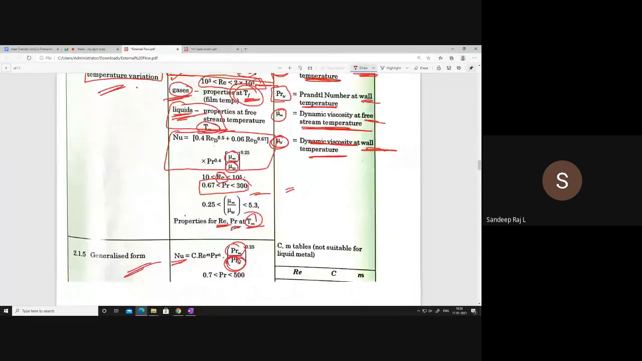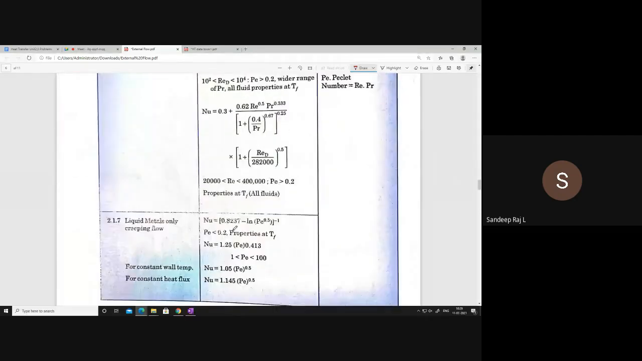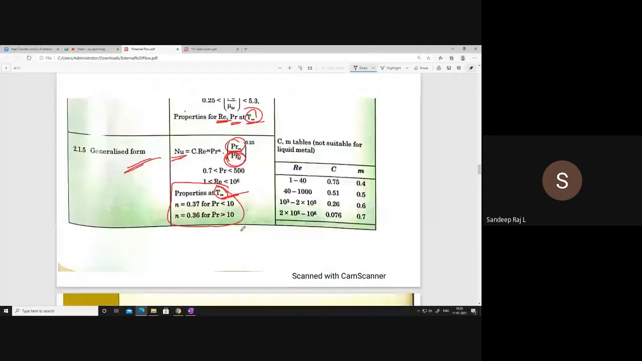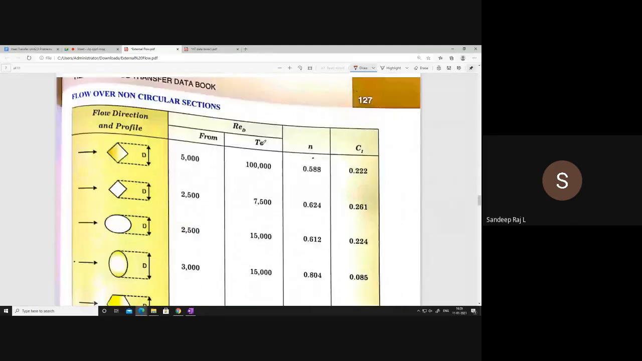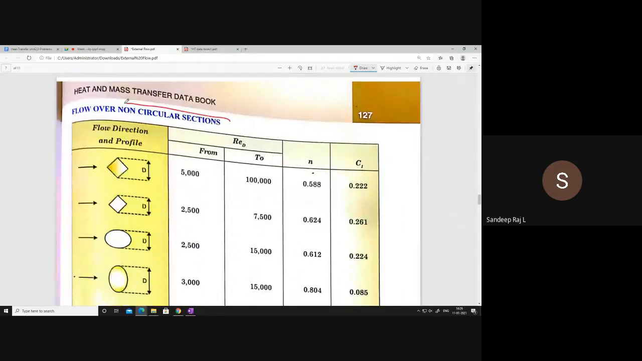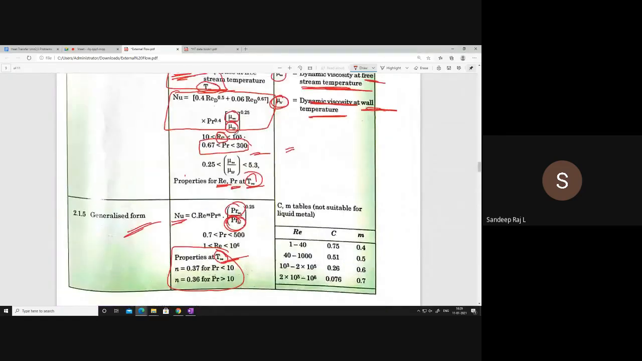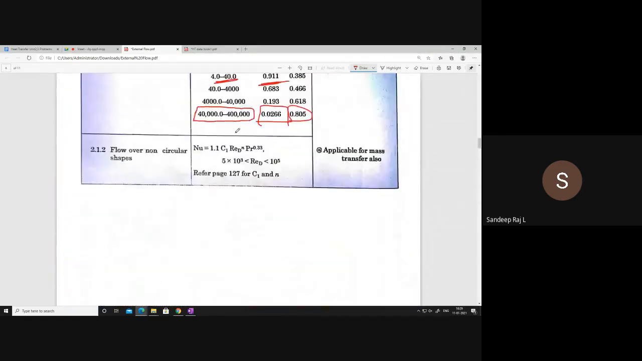Right. Let me move to, even in the cylinder, one more case that I must tell you. That is the flow over non-circular sections. This can also be a question, and the formula is given here in 2.1.2. Flow over non-circular shape. Actually, this is the formula you will use.